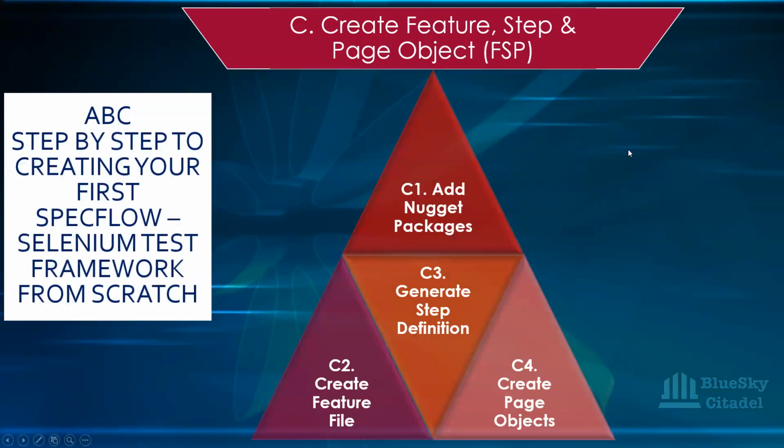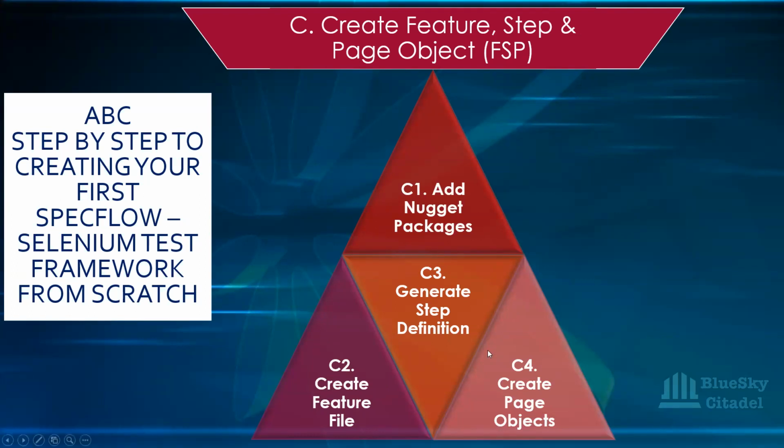Then step C is a very, very important part, because this forms part of where you would be repeating a lot of this as you go along, most especially from step C onwards. In the later part, you have to be repeating them every time. So in step C, you would add your NuGet package. You do this once, and then in step C2, you will create feature files. And then you have step C3, which is generating the step definition, and as well creating the page objects.